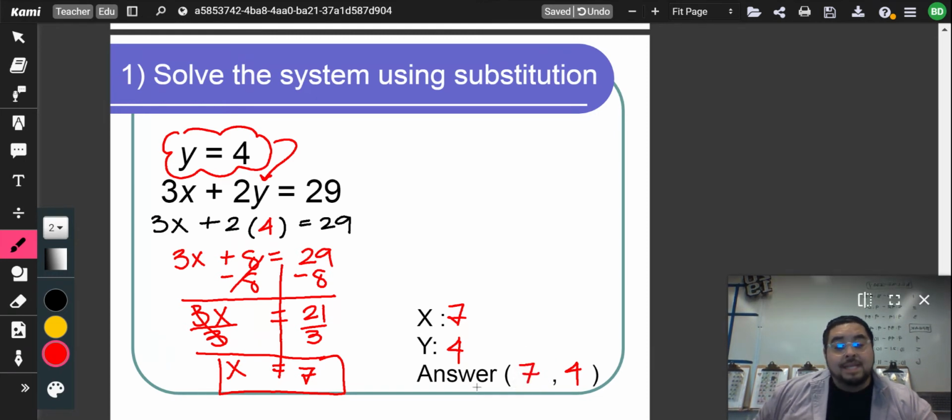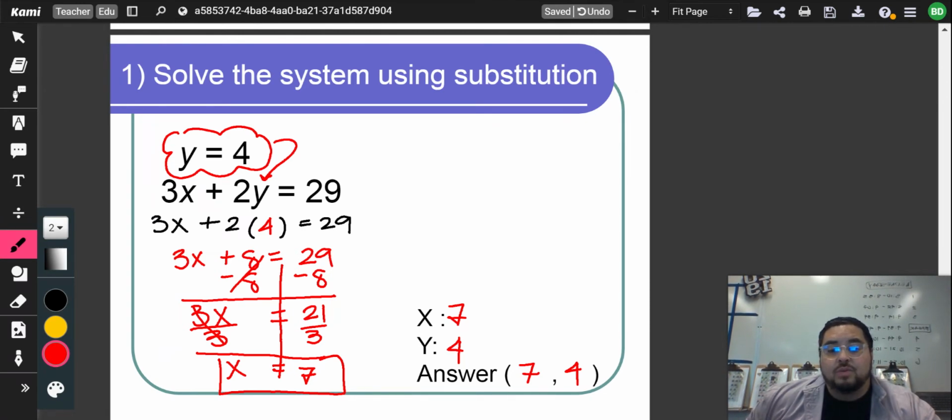Now what that means is if I were to graph the original equations, y equals 4 and 3x plus 2y equals 29, if I were to go and graph those, this is the point of intersection that I would get. This is where those two lines would cross over.